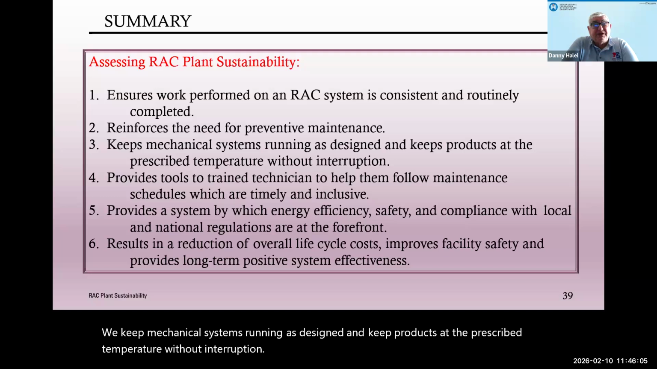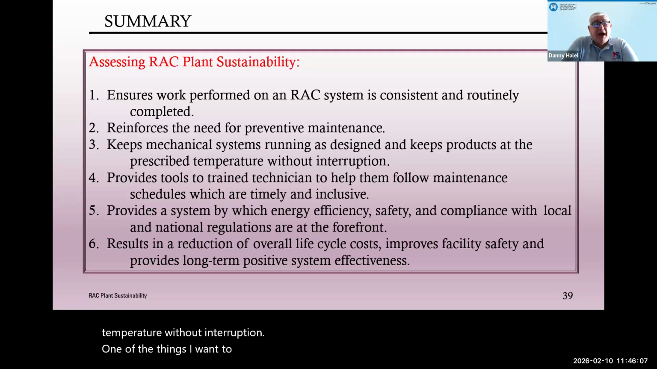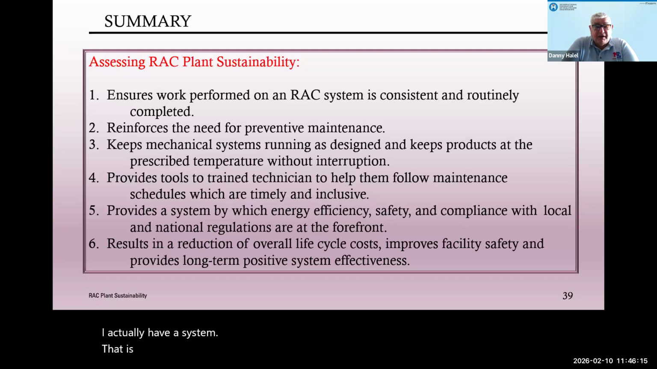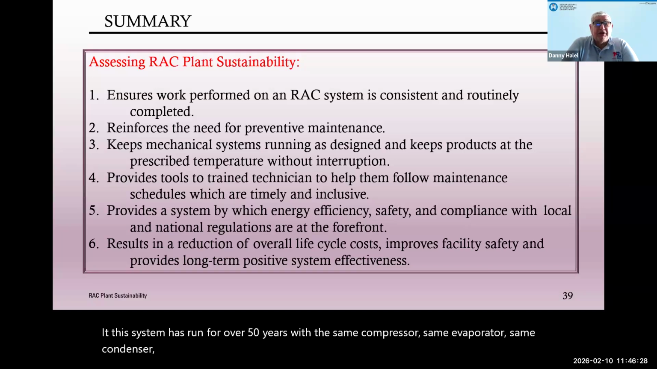One of the things I want to mention here is I still do some service work on the side. I actually have a system that is still using R12. This system has run for over 50 years with the same compressor, same evaporator, same condenser, same everything. We are religious about doing maintenance on this system every quarter.